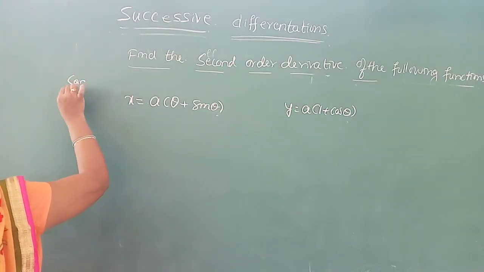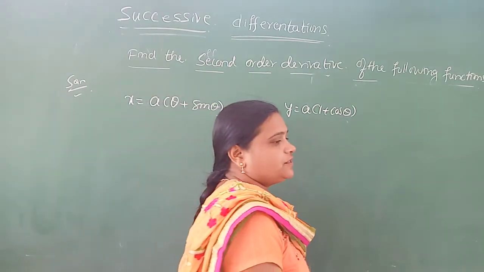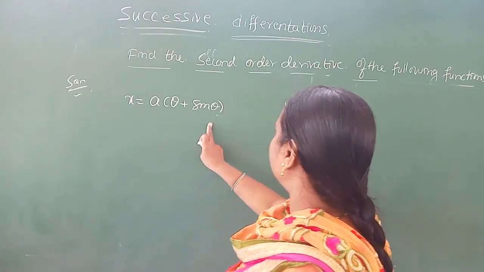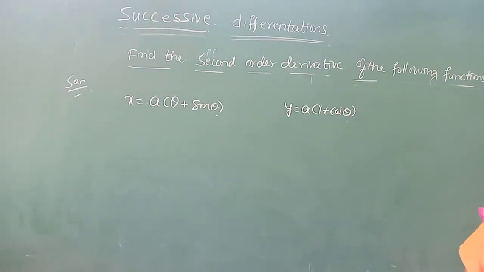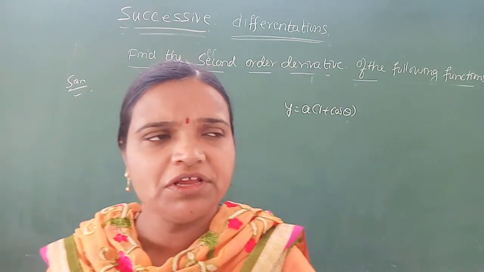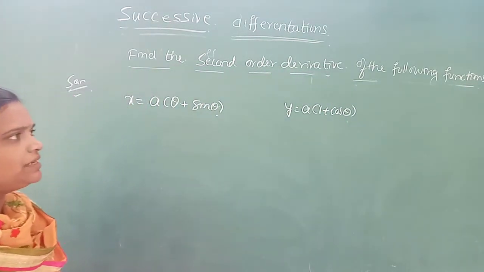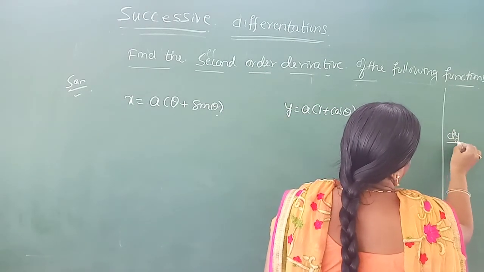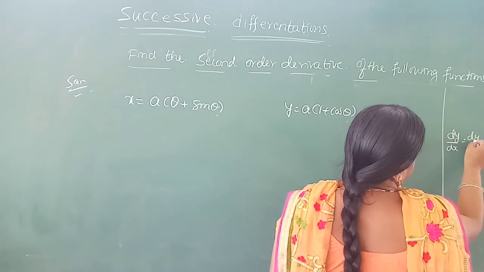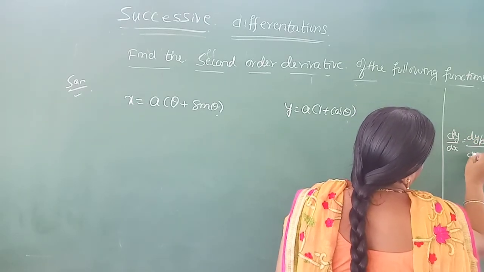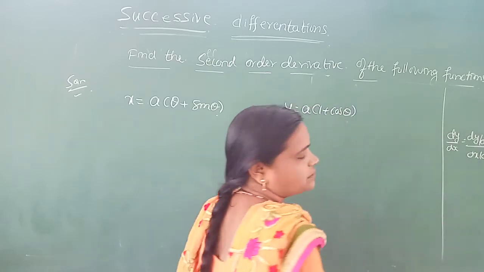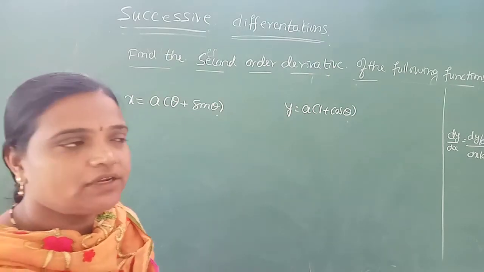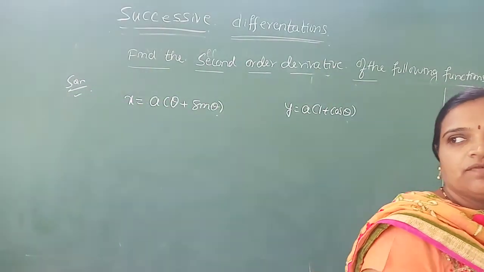Solution. See, this is in the form of parametric functions. As we know, in parametric functions, we do the differentiation of x with respect to theta and y with respect to theta. Later on, we can convert this into the form of dy by dx. And we know that dy by dx is dy by d theta divided by dx by d theta. Then we get the first order derivative. Once we know the first order, we can calculate the second order function.